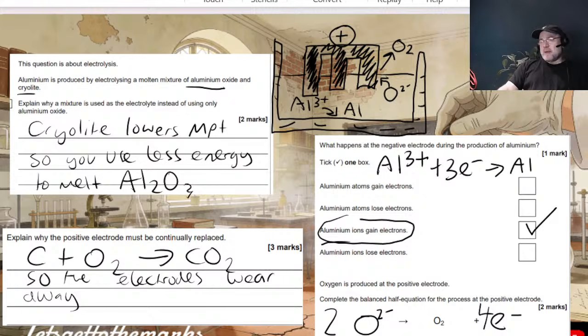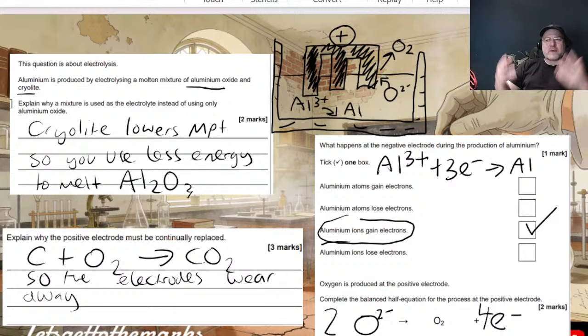So, yeah, aluminium. Aluminium ions gain electrons because aluminium ions are positive. So they're attracted to the negative electrode, and they take 3 electrons because they're plus 3 ions. So they gain 3 electrons, and we call this reduction. Oil rig. Reduction is gain of electrons.